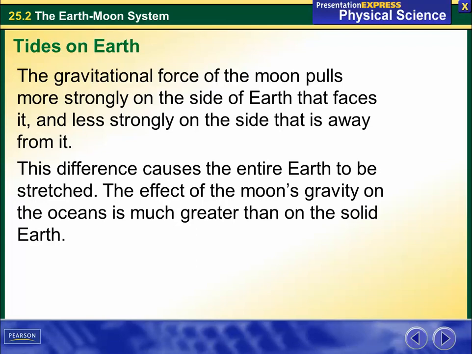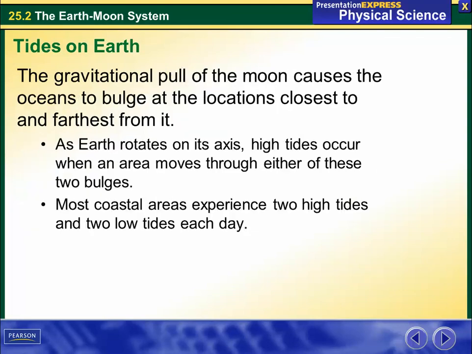So the moon is actually exerting a gravitational pull here on Earth. Again, it's not strong enough to pull up rocks or any harder material. However, it does have an effect on the oceans. So that is why we have those high and low tides, and that's why the water is more affected by this pull. The gravitational pull of the moon causes the oceans to bulge at locations closest and farthest from it. As Earth rotates on its axis, high tides occur when an area moves through either of those two bulges. And most coastal areas experience 2 high tides and 2 low tides each day.